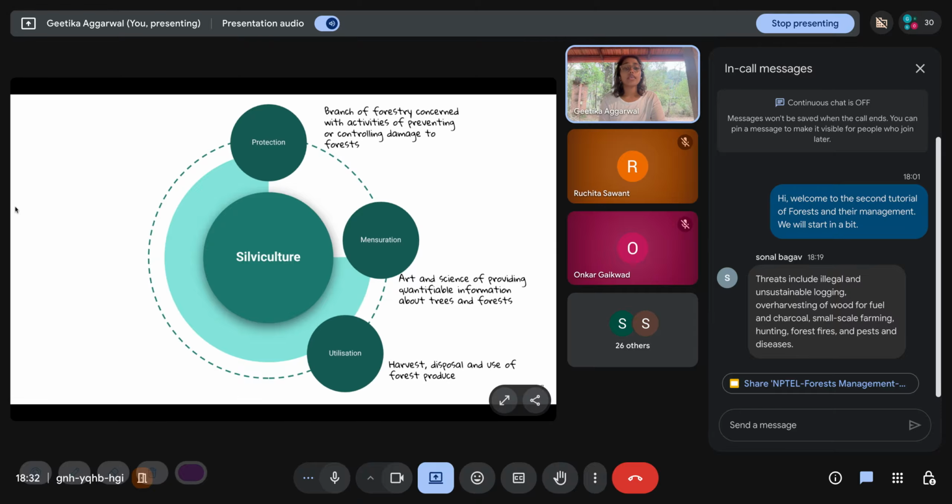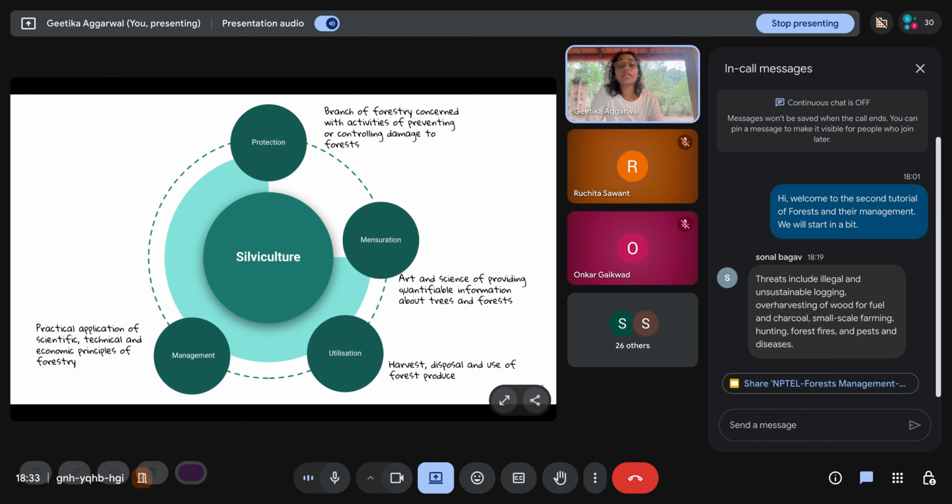Then utilization. If you're talking about forest utilization, that's another field in which we talk about how do you harvest the forest produce, how do you dispose of some of this, and how do you use the different forest produce. So what technology or what mechanisms can I use to harvest the forest produce? And there could be different ways of harvesting the same thing depending on what we are trying to do with it. So if you're trying to cut a tree for firewood, there'll be a different way you will take out the wood from the tree. If you want to do it for timber, there'll be a different way. If you want to do it for making plywood, there'll be a different way. So how do you harvest the forest produce and how do you use it basically?